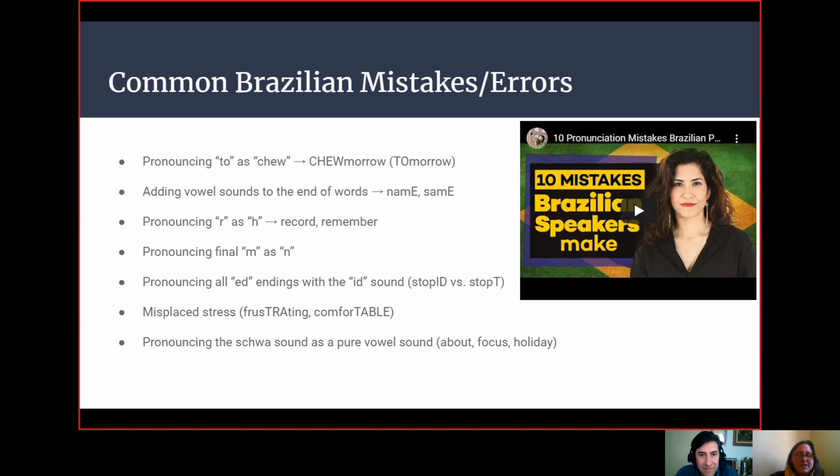And misplaced stress is another common mistake. In longer English words, the stress is usually on the first or second syllable, but you'll often hear students place stress later. So students might say "frustrating" instead of "frustrating," or "comfortable" instead of "comfortable."